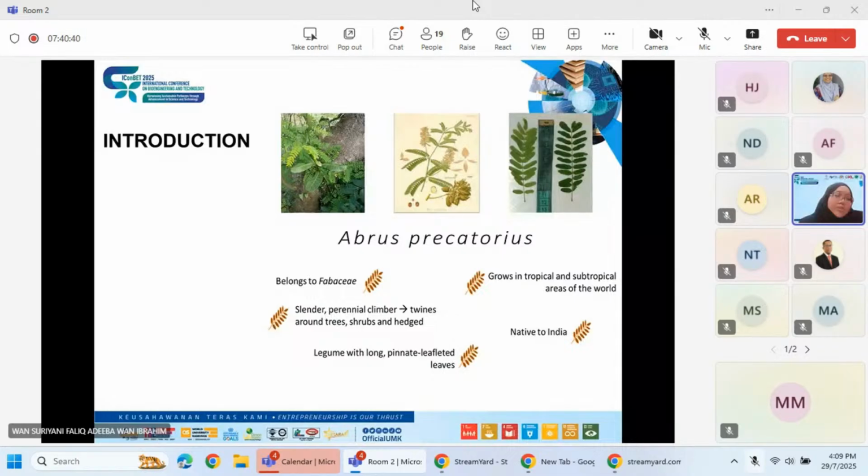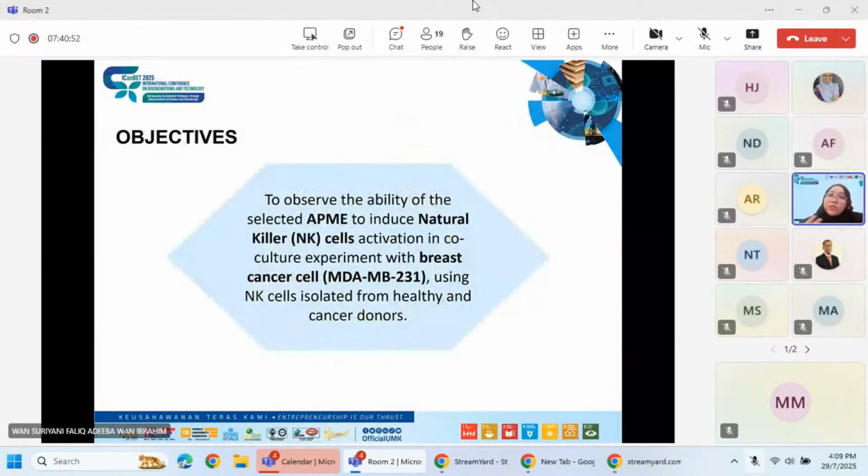So the objective of the study, as I mentioned earlier, is to observe the ability of APME, the Averrhoa methanolic extract, to induce natural killer cell activation in co-culture experiments. This is what we did in this study. We did a co-culture experiment with the breast cancer cell line MDA-MB-231, using NK cells isolated from two donors: healthy donors and breast cancer patient donors.